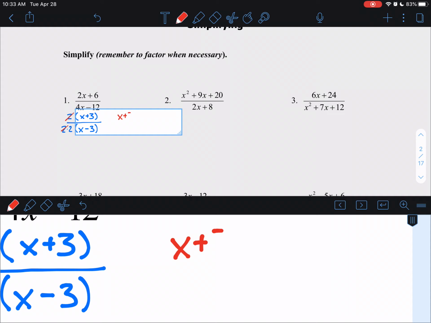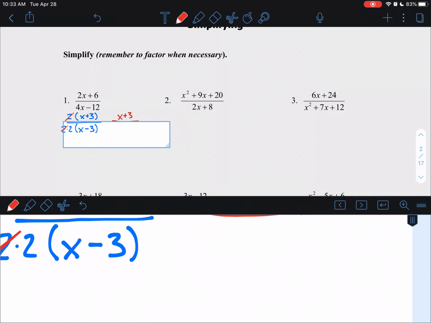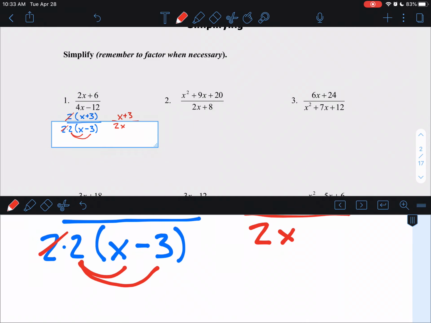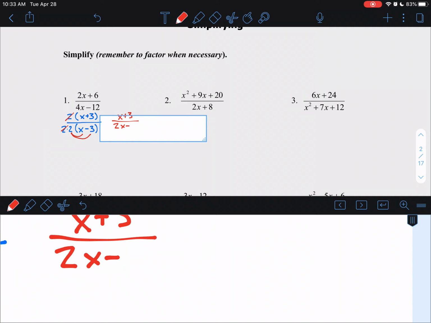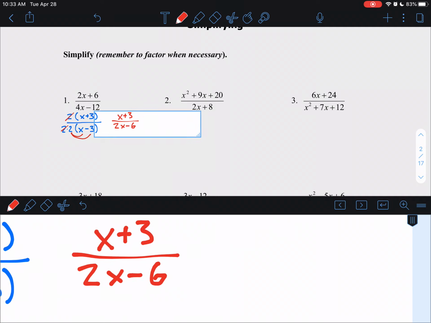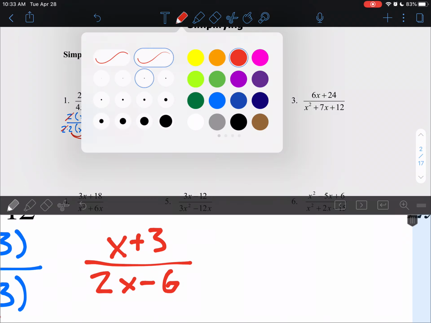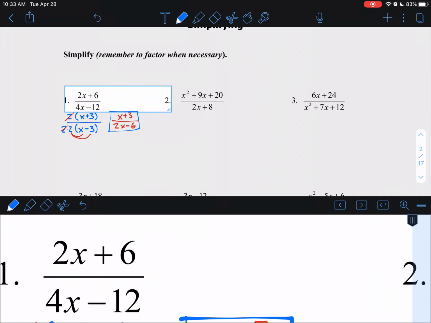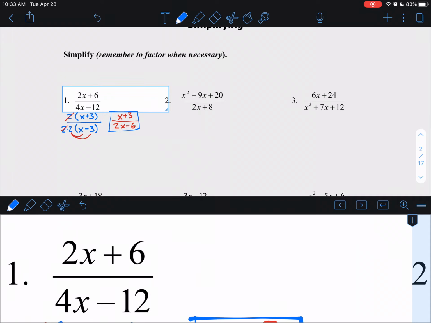So all I'm left with is x plus 3 over, and instead of leaving this as 2 parentheses x minus 3, I'm just going to distribute that 2 back in. So 2 times x is 2x. 2 times negative 3 is negative 6. So my solution is x plus 3 over 2x minus 6. That is the simplified form of 2x plus 6 over 4x minus 12.